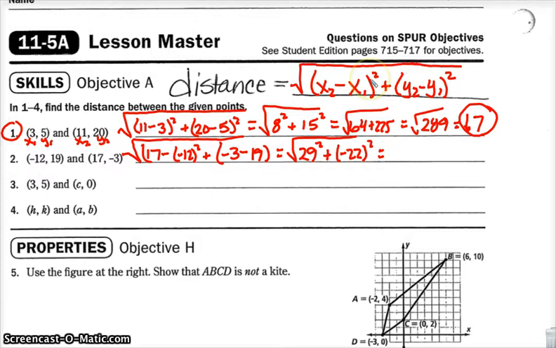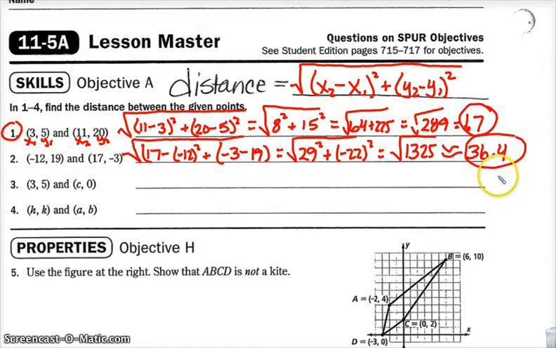Make sure we're careful when we are adding and subtracting negative integers. From here, I get the square root of 1325, which is approximately 36.4. So the distance between those 2 points is 36.4 units.